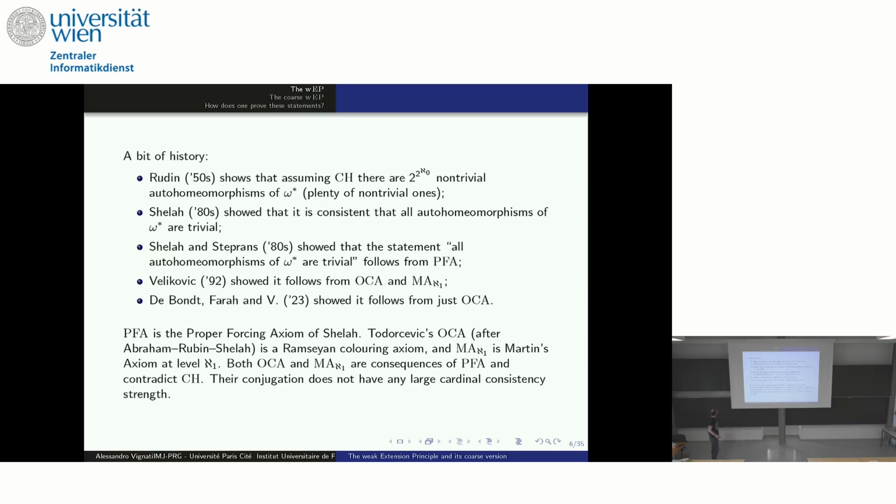Okay, so just a quick reminder: PFA is the proper forcing axiom. OCA is Todorcevic's open coloring axiom. This is some sort of Ramsey theory axiom. And MA is Martin's axiom, which is Baire category plus one, I would say. Both of these, as I said, are consequences of PFA. They separately contradict the continuum hypothesis. But when you want to force a model with these two, you don't need large cardinals. So this is weaker, all right?